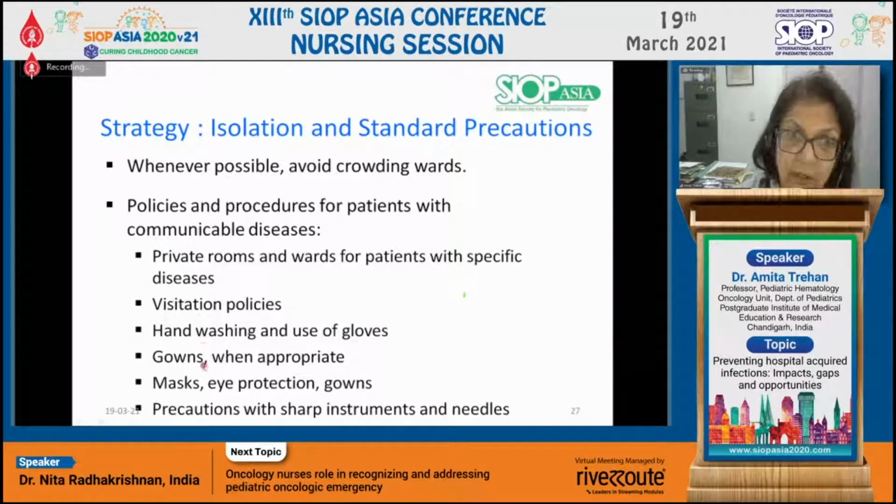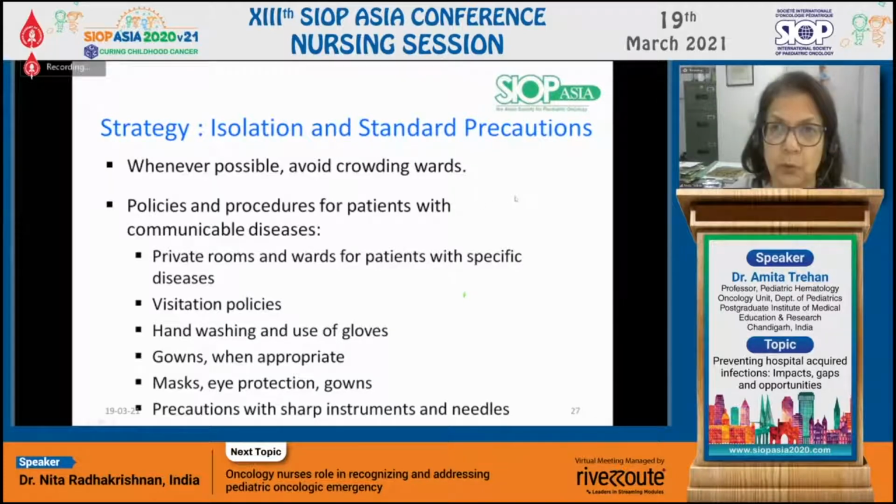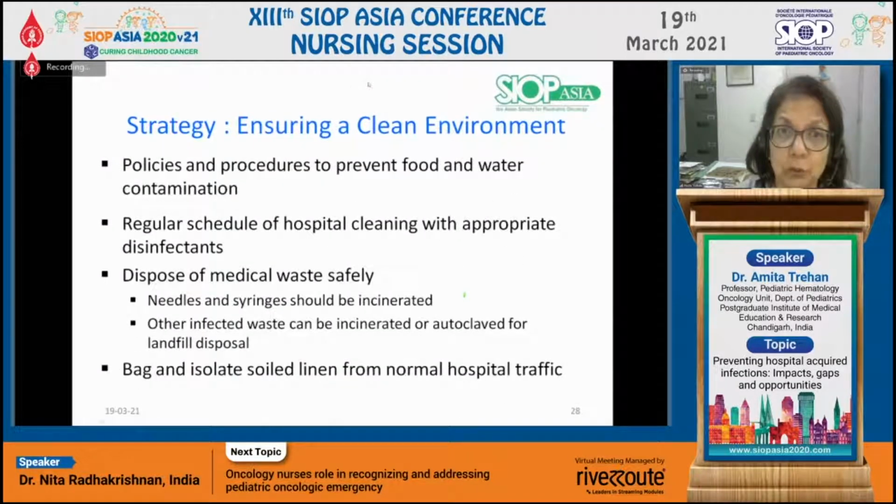Hand washing, gowns when needed, masks, eye protection, and precautions with sharp instruments and needles, which this audience knows very well, and I don't have to go into detail on that. We have to ensure a clean environment, which means procedures to prevent food and water contamination, and a regular schedule of hospital cleaning with appropriate disinfectant, not once a day. We all know hospitals need to be cleaned repeatedly. Medical waste is safely disposed of, and soiled linen is isolated from other hospital waste. This has to be done separately.